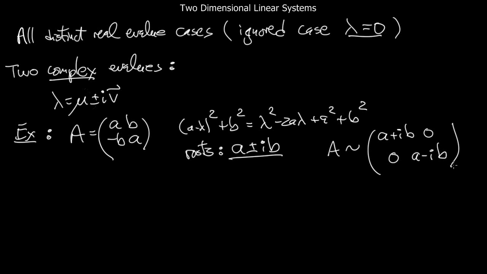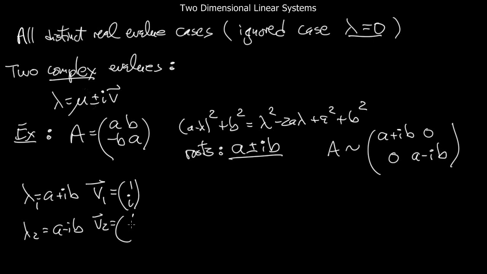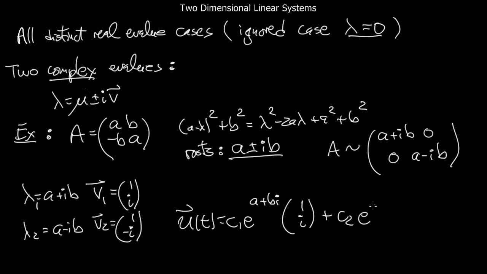Anyway, let's find the corresponding eigenvectors. If lambda is a plus ib, it's easy to see that the corresponding eigenvector v1 can be taken to be (1, i). Then taking the complex conjugate, you find that lambda 2 is a minus ib with v2 equal to (1, minus i). Okay, and so that says that u of t is equal to c1 e to the (a plus ib)t times (1, i), plus c2 e to the (a minus ib)t times (1, minus i). I forgot the t's in the exponents there.